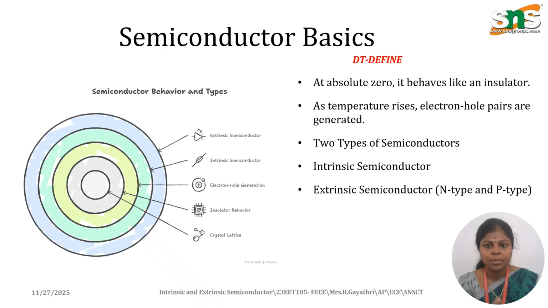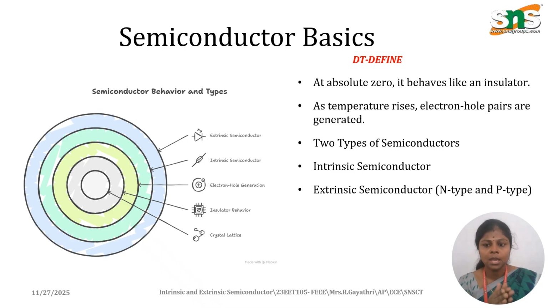And coming to the semiconductor basics, the semiconductor atom has neutron, electron and proton. The proton is positively charged, the electron is negatively charged, and the neutron is electrically neutral. At zero temperature, the semiconductor plays the role of an insulator. When the temperature rises, the electron and hole pairs in the semiconductor will be generated. And coming to the two types of semiconductor, which are the intrinsic and extrinsic.